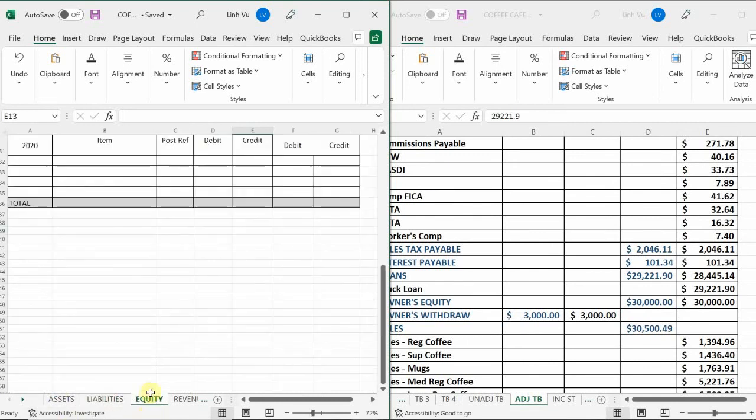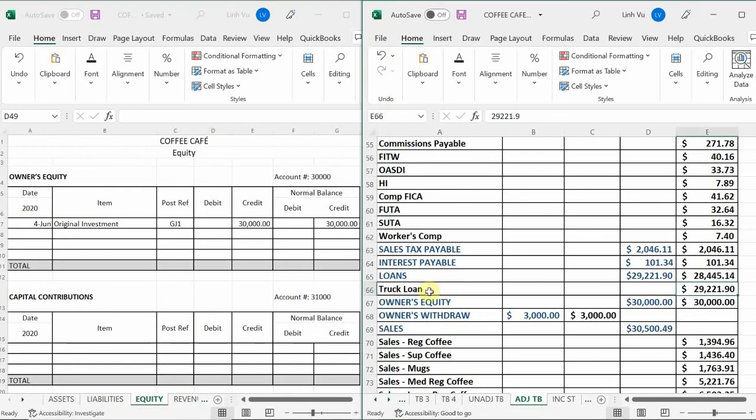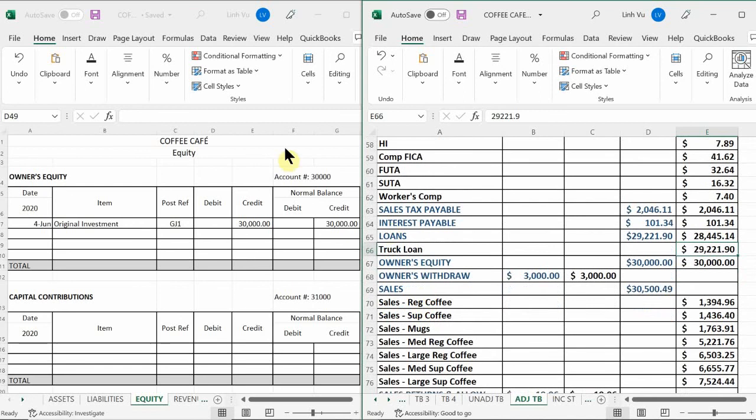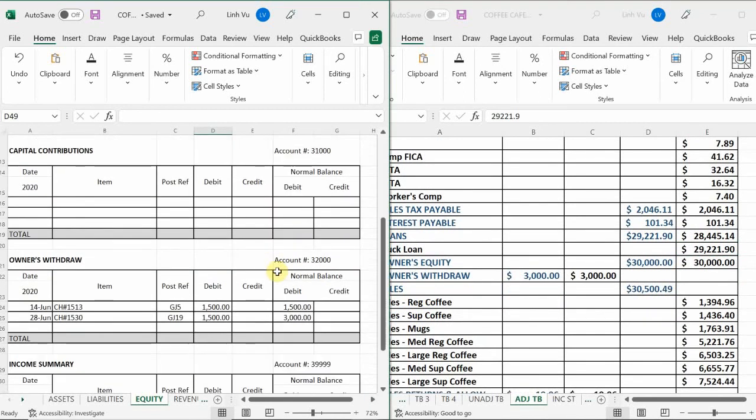Okay. Equity, let's see. Did we make any changes to equity? No. Right? Our owner's equity is still 30,000 and my owner's withdrawal is still at 3,000 on the debit side. Okay, so those haven't changed yet. So I can move on to the next one.